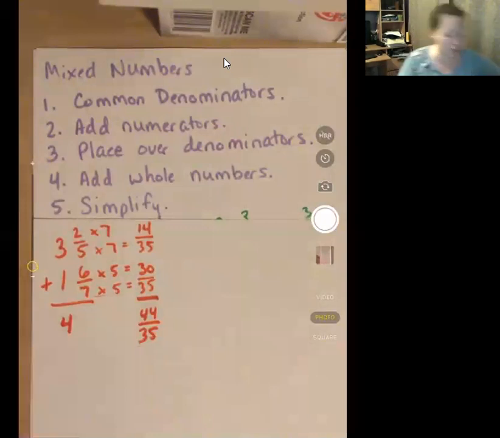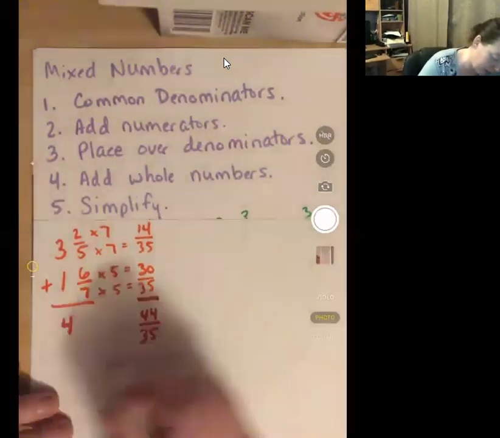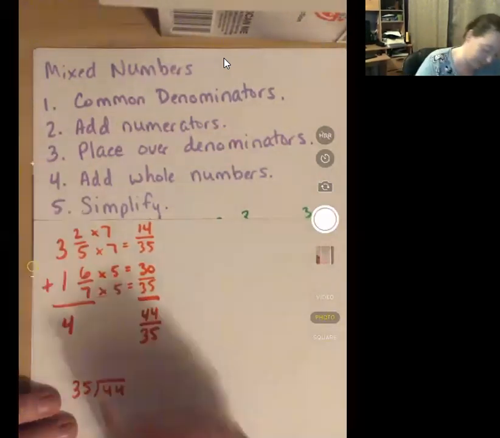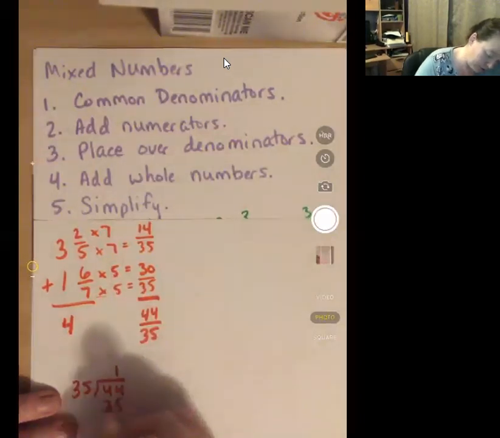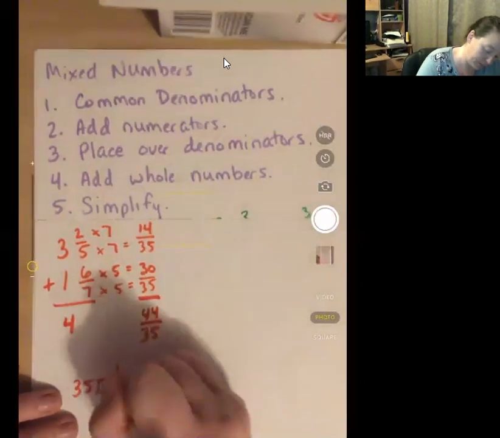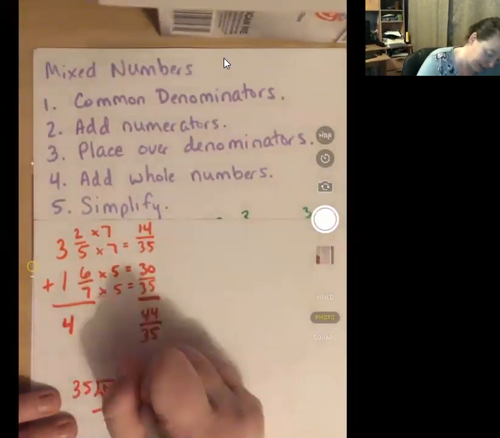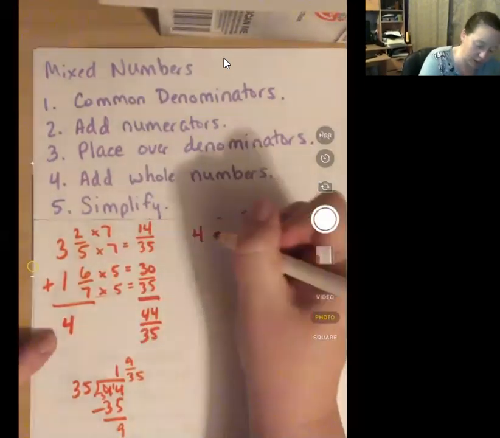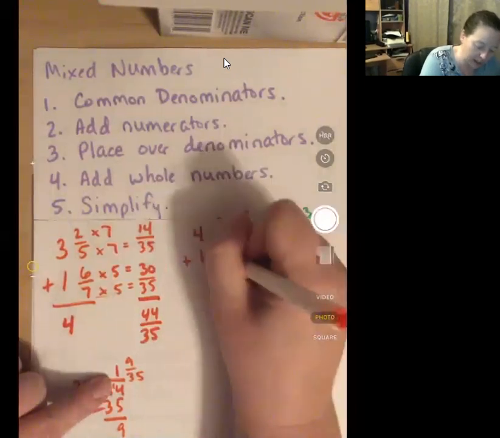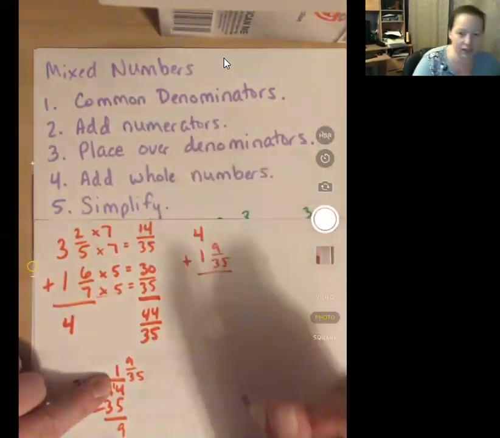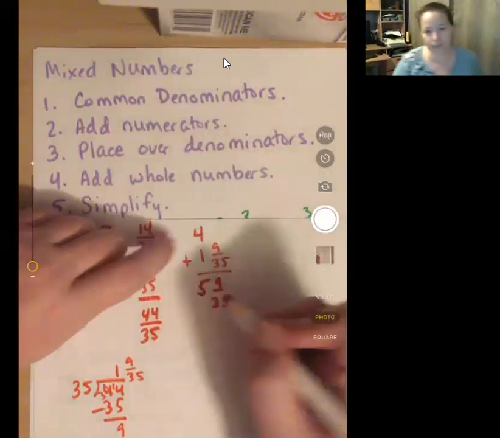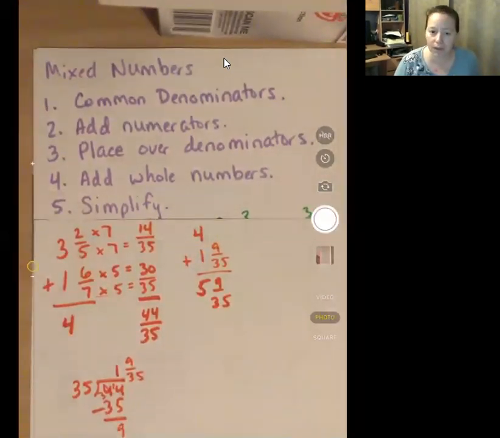I cannot use a 44 over 35, so I need to come over here and do, how many times does 35 go into 44? Once. 44 minus 35, borrowing, 14 minus 5 is 9, and 9/35. So then I need to add my 4, which is my whole number here, plus my 1 and 9/35 gives me 5 and 9/35. Okay? Is this making sense to you? This is how this goes.